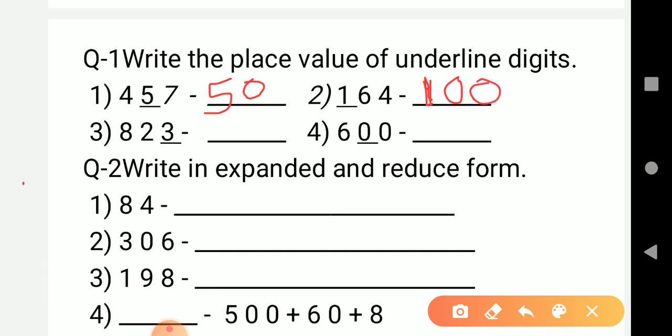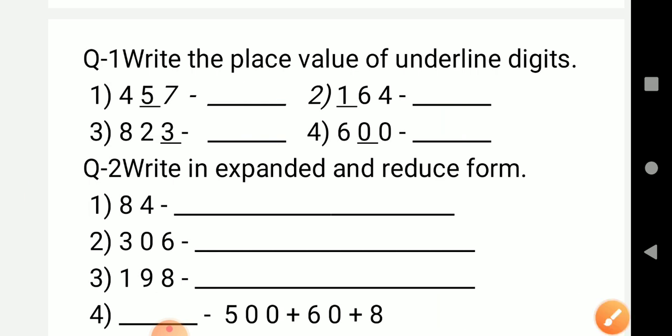My next number is 823. Can you tell me the place value of 3? Yes, very good, because 3 stands in the ones place, so the place value of 3 is only 3. Can you tell me the place value of 0 in the fourth number? Yes, because the place value of 0 is always 0 in any place of the number. Understood? Okay.